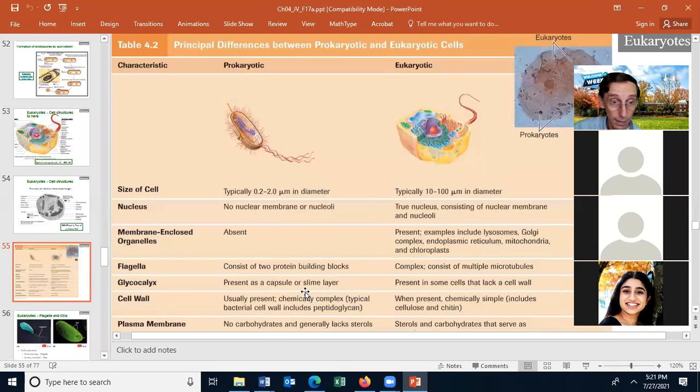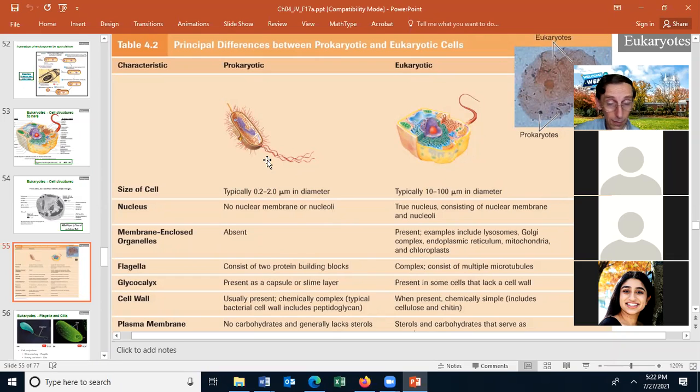There is a glycocalyx, which is secreted in some prokaryotic cells, and we call that a capsule or a slime layer. And there are some eukaryotic cells that have a glycocalyx as well. These are cells that lack a cell wall, so these would be either some protists or some animal cells that secrete a glycocalyx. The cell wall is usually present in the bacteria, but it's not present in all bacteria. There is one family of bacteria, we mentioned it, the Mycoplasma, that lack a cell wall.